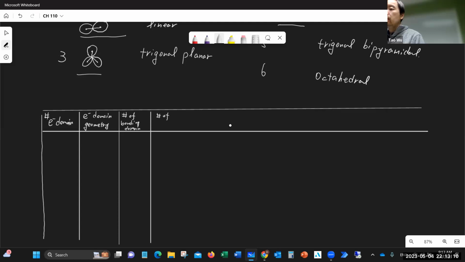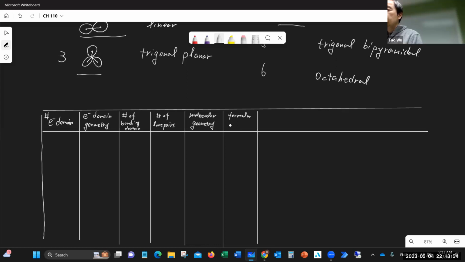Number of lone pairs, and is the molecule molecular geometry. Formula. Bond angle. And example.